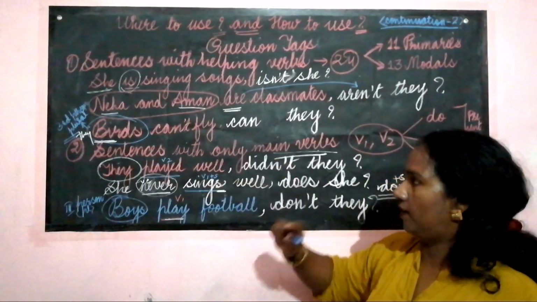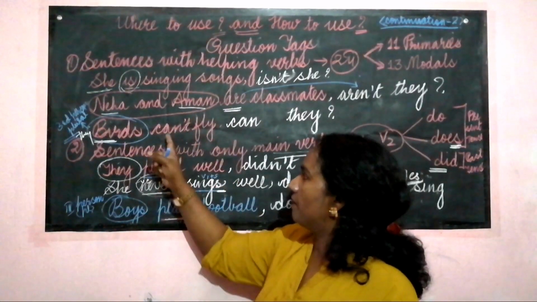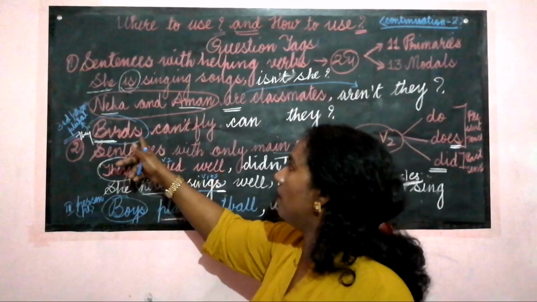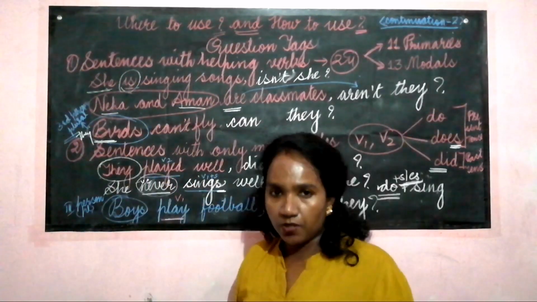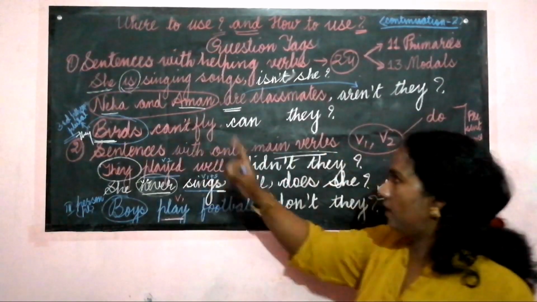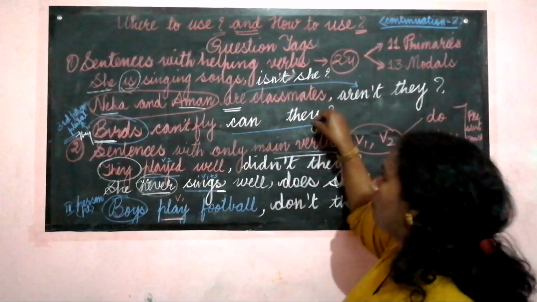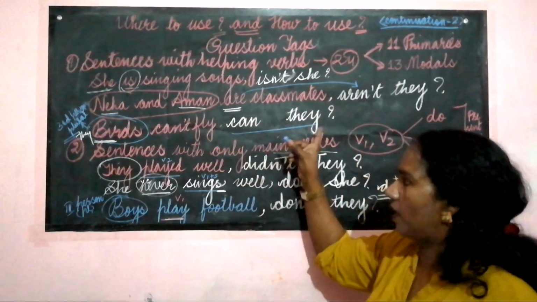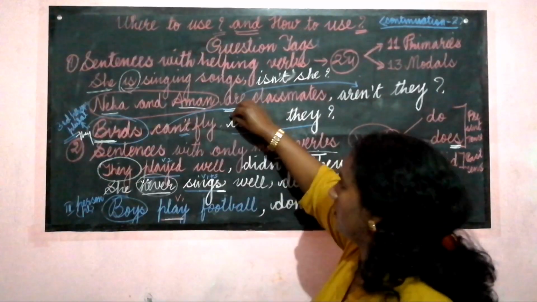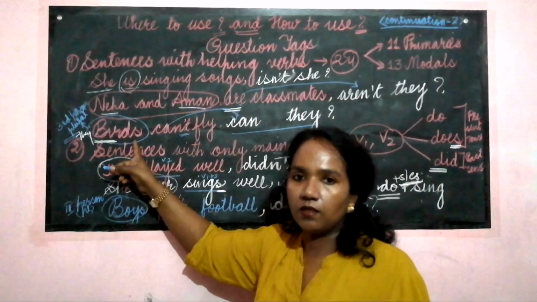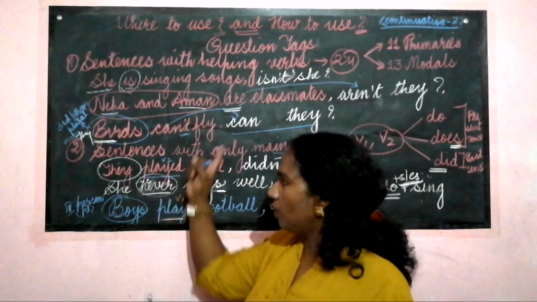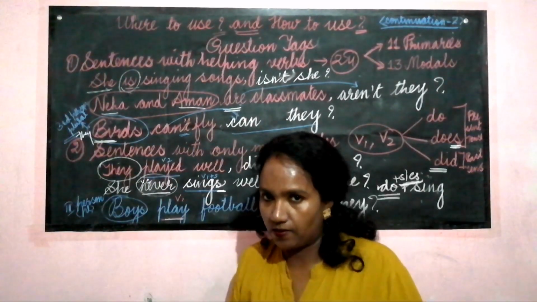Now, let us look into the third example. Birds can't fly. This is a negative sentence. Can plus not, cannot, can't fly. Birds is third person plural, therefore we have to use the pronoun they. So, we must make the tag positive. Remove the not, take can, and for birds, the pronoun they. Can they?